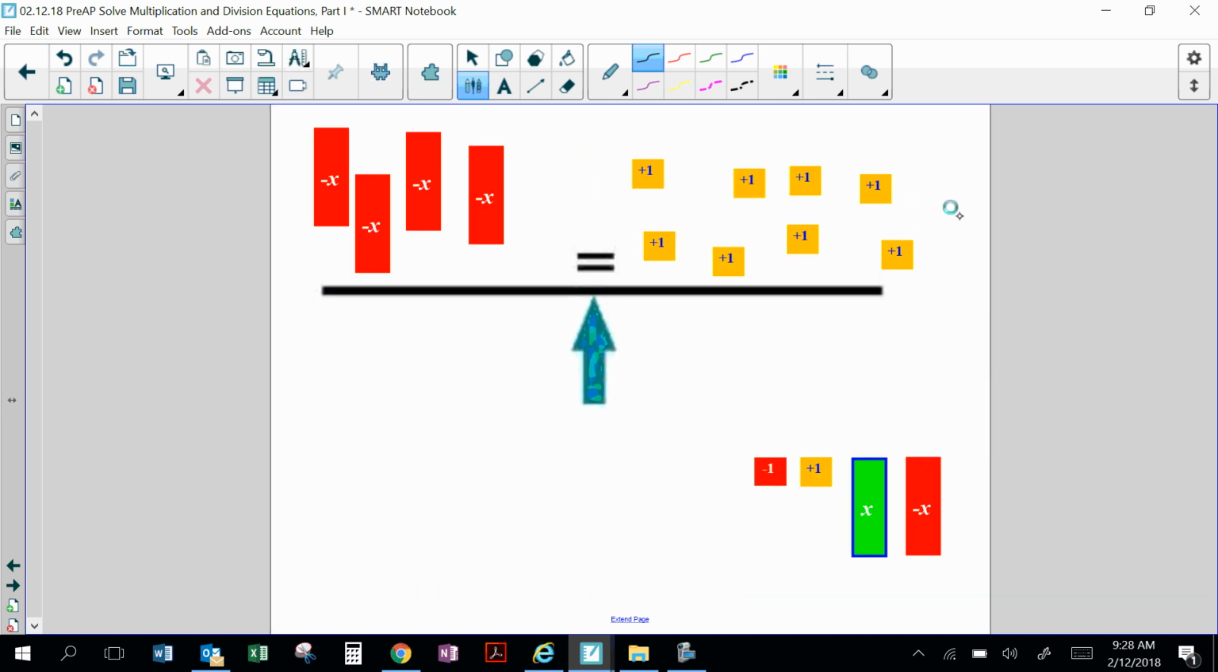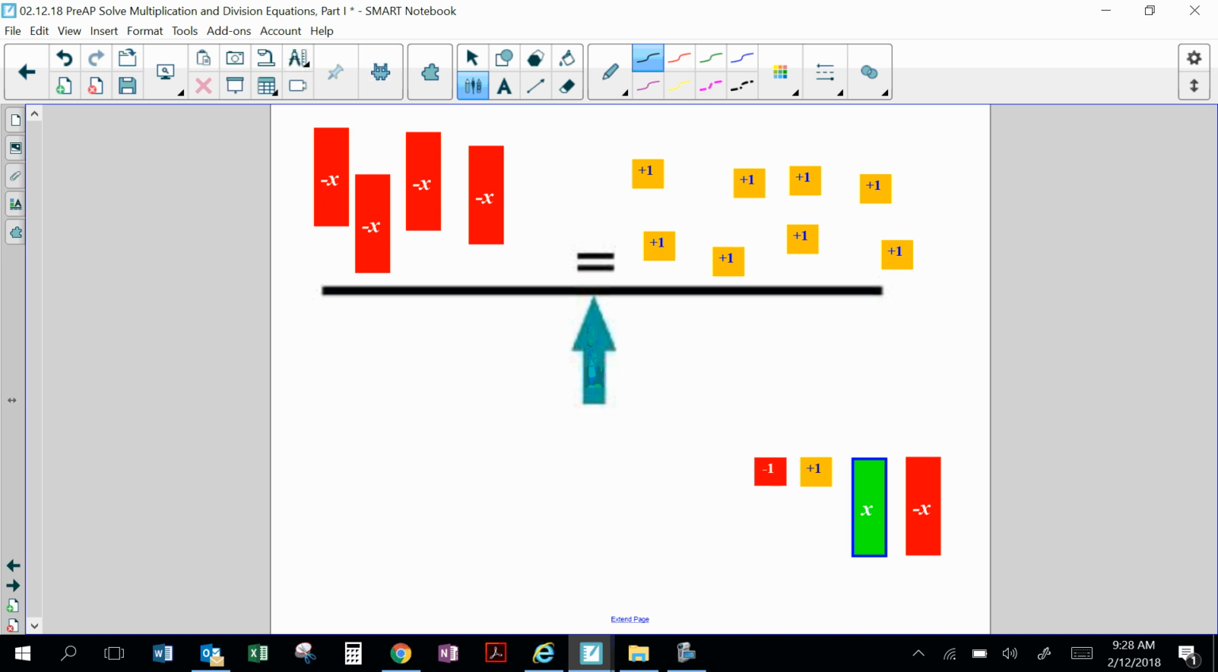Please clear off your table and take out the following pieces. Take out 4 negative x's, put it on the left side of the equation. On the right side, take out 1, 2, 3, 4, 5, 6, 8 positive. Can you tell me what each x is equal to? You may want to pause it at this time to give students the opportunity to solve for x.